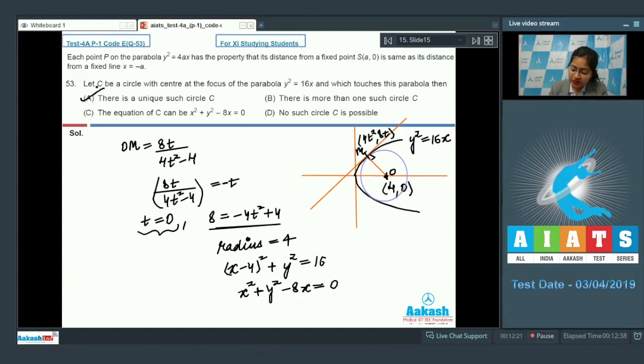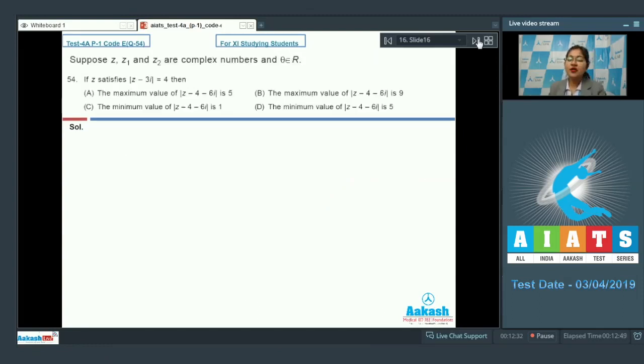So from the given options, we can say that option number A and C are the correct answers. Now we have one more paragraph for question number 54 and 55. It is given over here that suppose Z, Z1 and Z2 are complex numbers and theta belongs to R, right? So in question number 54, it has been given that modulus of (Z minus 3 iota) is equal to 4. Then we have to find the maximum or minimum value of modulus (Z minus 4 minus 6 iota).